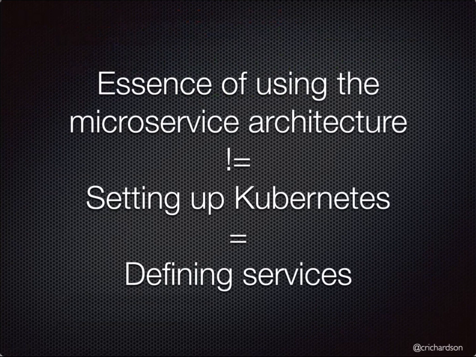So let's imagine that you, for whatever reason, hopefully a good reason, which I'm going to talk about shortly as well, have decided to use the microservice architecture. The essence of using microservices isn't setting up Kubernetes and blindly splitting an application into Docker containers, even though there's a lot of focus on the technology side. What really matters is defining your services, identifying them, defining their responsibilities, their APIs, their collaborations. And that's really critical to get right.